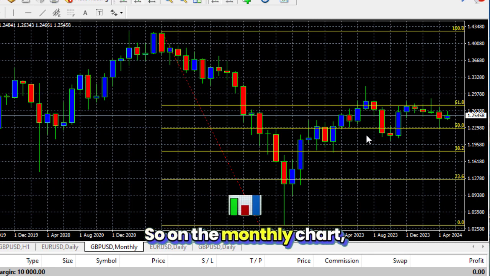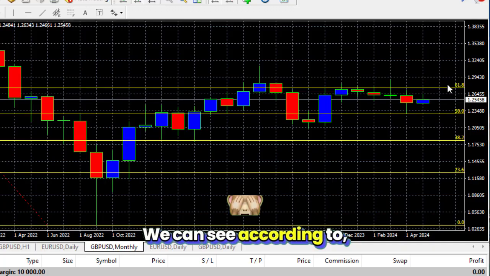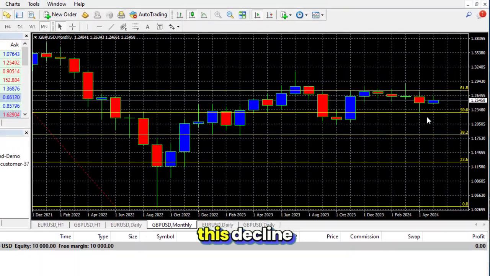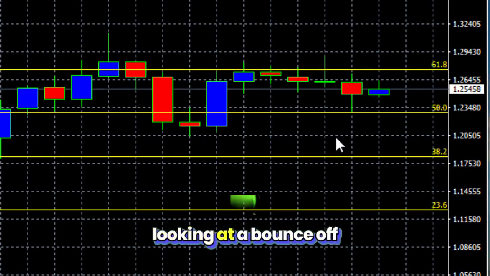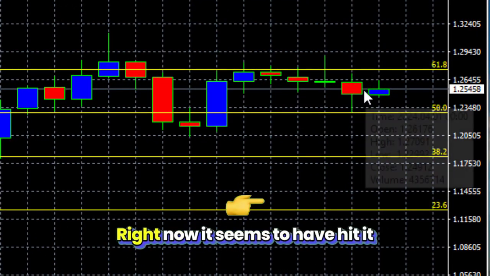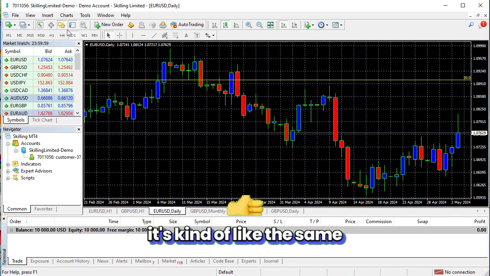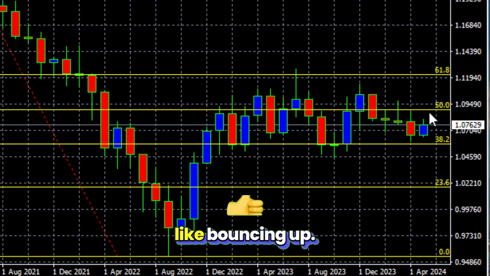On the monthly chart, this is the monthly chart of pound USD. Let me zoom out. If you have been following my channel for a while, you remember I talked about this decline to hit this 50 level, and after it does that, we may be looking at a bounce off or a continuation. Right now it seems to have hit it and it's bouncing off. The month of May just started and it's kind of rallying, and on Euro USD it's the same behavior: it hit that level and it's bouncing off.